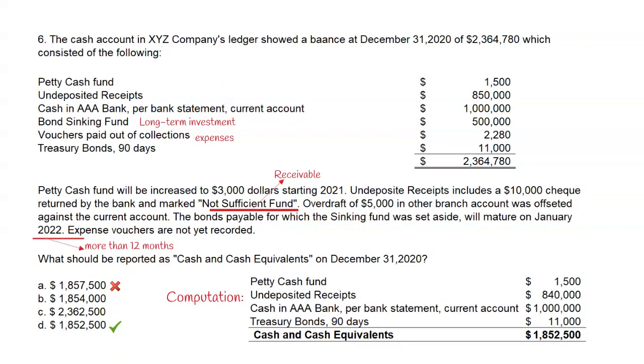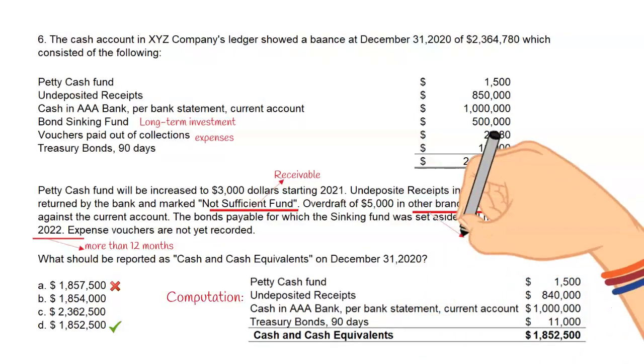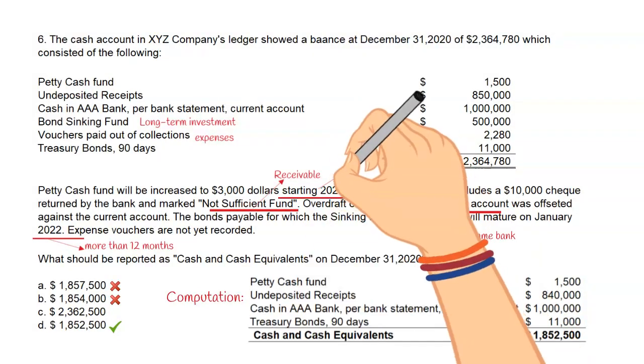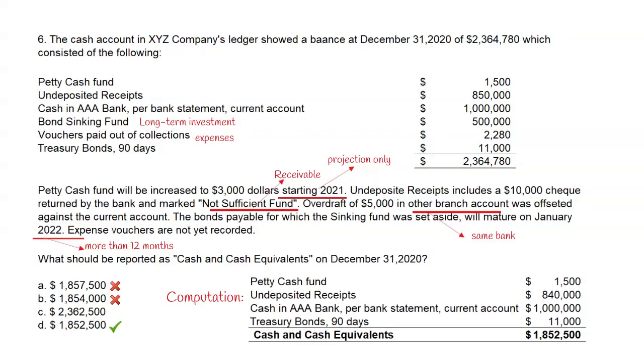If your answer is letter A, it means you have mistakenly added back the bank overdraft. Note that offsetting is allowed if two or more accounts are in the same bank. The problem says that the overdraft of 5,000 is in the other branch account, which means that it is in the same bank of a different branch. Therefore, offsetting is allowed. If your answer is letter B, it means that the projected increase in the petty cash fund to 3,000 in 2021 is mistakenly considered. That is just a mere projection. It will not be accounted for until it actually occurs.